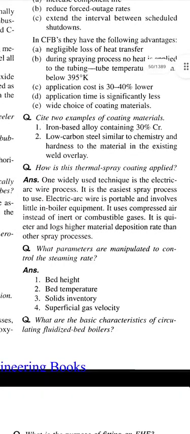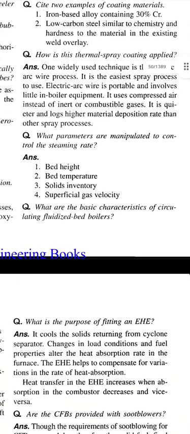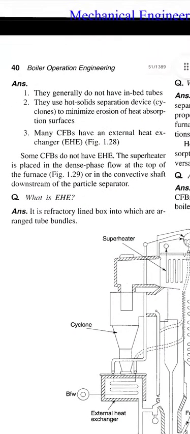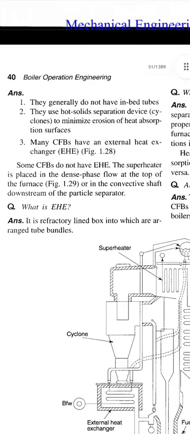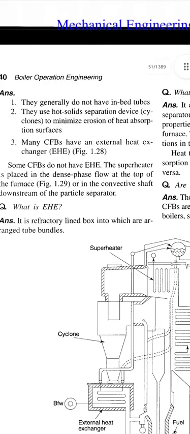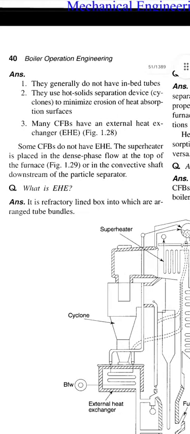Question, what parameters are manipulated to control the steaming rate? Answer, bed height, bed temperature, solid inventory, superficial gas velocity. The next question, what are the basic characteristics of circulating fluidized bed boilers? Answer, one, they generally do not have in-bed tubes. Two, they use hot solids separation devices, cyclones, to minimize erosion of heat absorption surface. Three, many CFBs have an external heat exchanger. Some CFBs do not have an external heat exchanger.